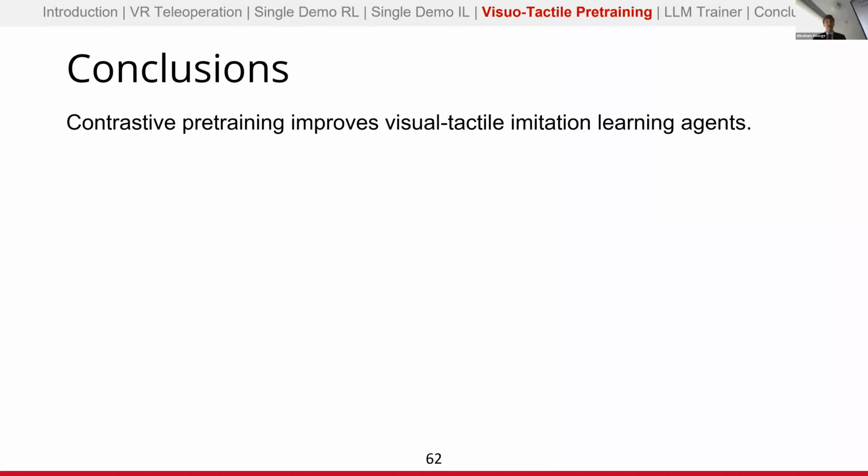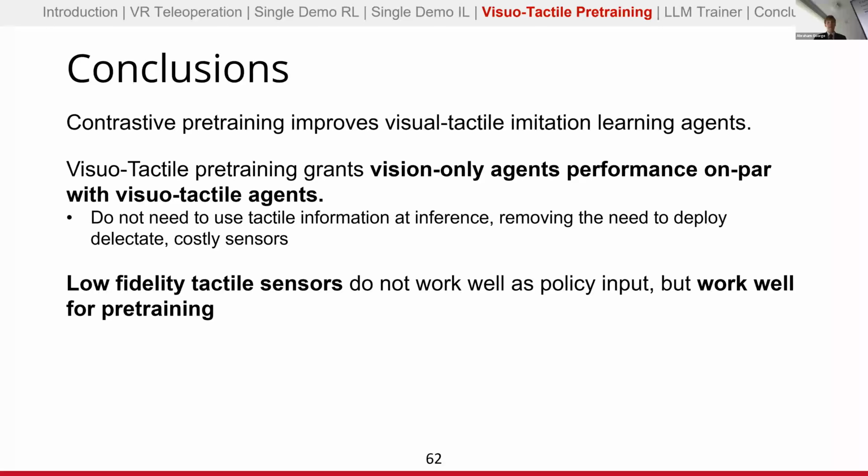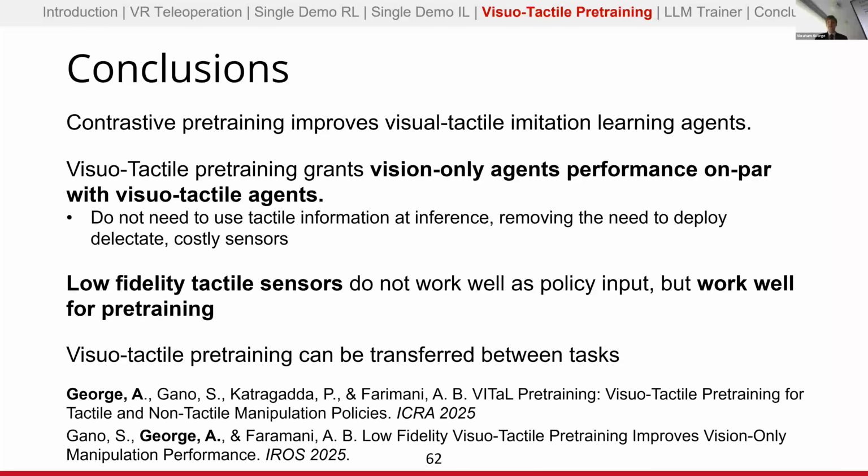So our conclusions are, first of all, contrastive pre-training improves visual tactile imitation learning agents. Additionally, visual tactile pre-training grants vision-only agents performance on par with visual tactile agents. We do not need to use tactile information at inference, removing the need to deploy these delicate, costly sensors. Additionally, low-fidelity tactile sensors, which don't work well for policy input, work very well for pre-training, and visual tactile pre-training can be transferred between tasks. And these two works were published in ICRA and IROS respectively.